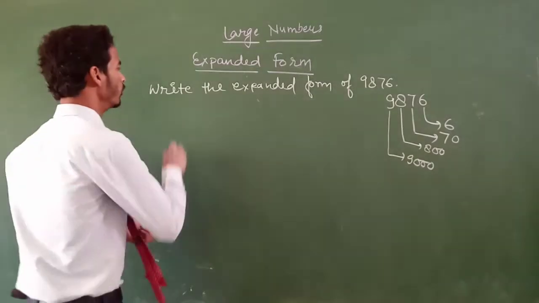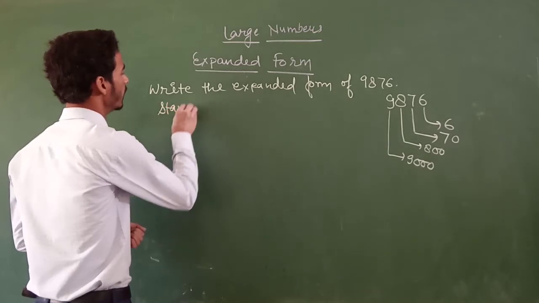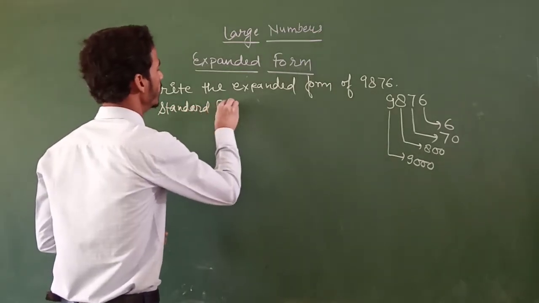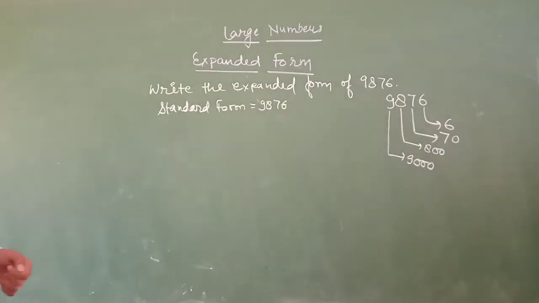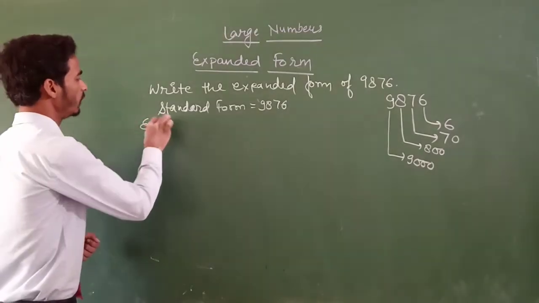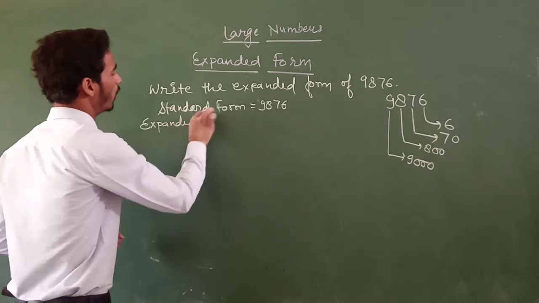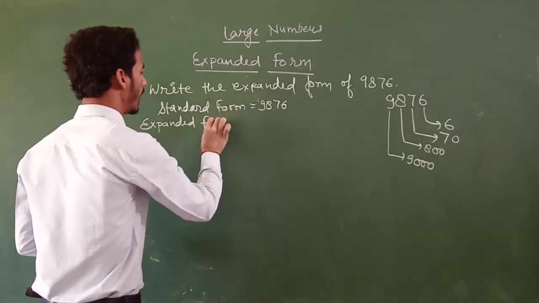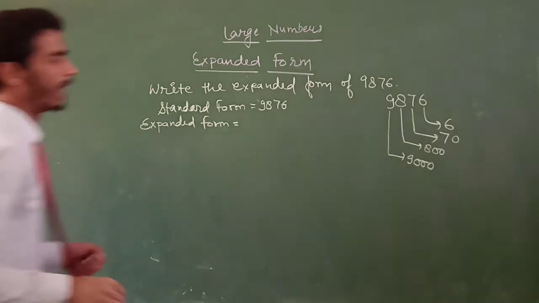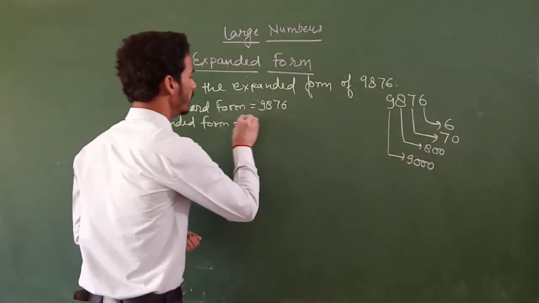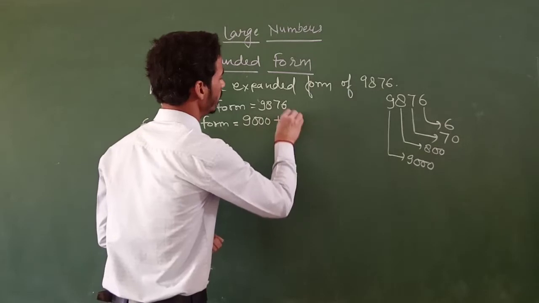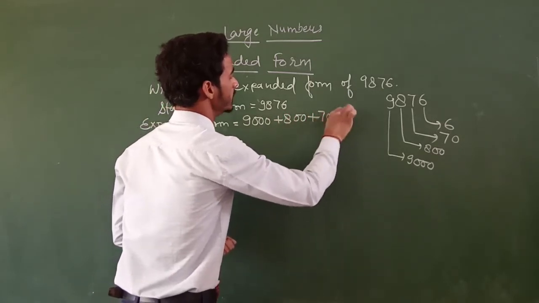So firstly, you know that the standard form of this number is 9876. And now we have to write the expanded form. I told you that when you write a number as the sum of the place values of its digits, the number is said to be in expanded form. So the expanded form will be 9000 plus 800 plus 70 plus 6.